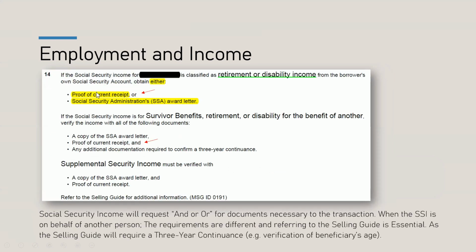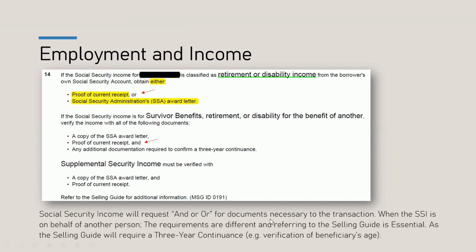Another set of employment sections here is Social Security. Some of us just want to give the 1099 from the previous years, but DU is going to ask you for either proof of receipt or your award letter. Just keep in mind, it'll give you an "or". Now, if it is a survivor's benefit, or a benefit for someone else, they want proof of 3-year continuance.